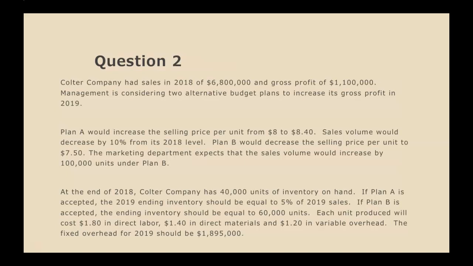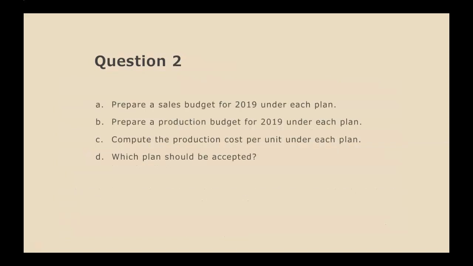So that's a lot of information here, right? What do we have to do? We have to first prepare a sales budget for 2019 under each plan, then prepare a production budget for 2019 under each plan, compute the production cost per unit under each plan, and then we need to figure out which plan should we go with, right? We're making all of these budgets, figuring out our cost per unit, so then that way we have the information to make a decision.